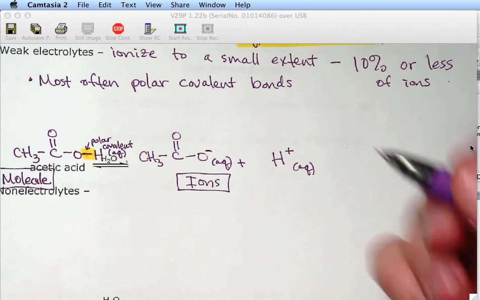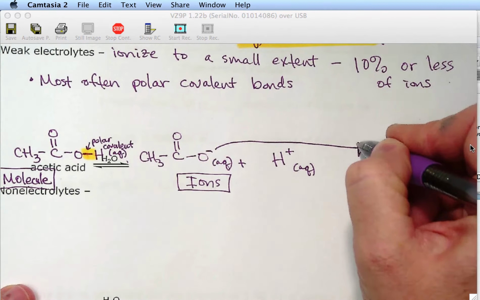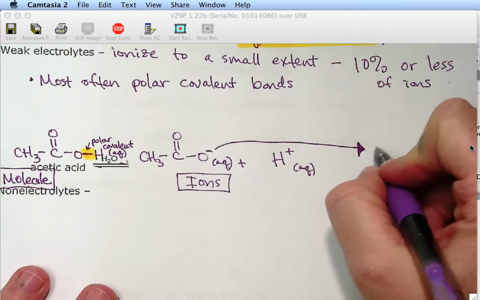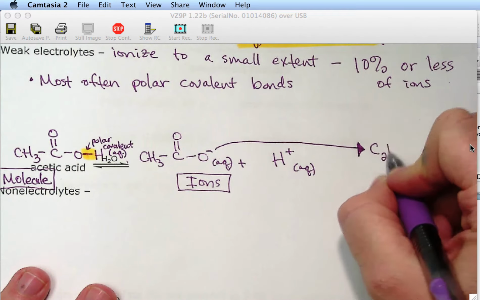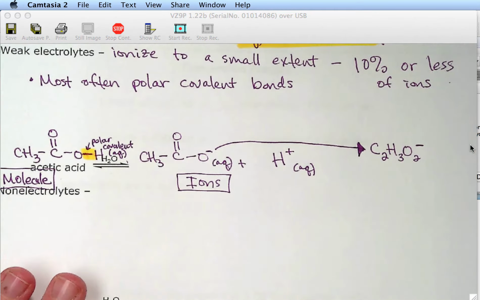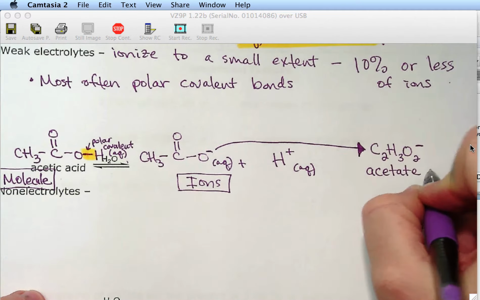Now, you guys know how to name this ion. I'll write it a different way and I'll see if you recognize it. Acetate ion. So it's kind of all coming together now, which is nice. You've got a little bit of organic chemistry, you've got your inorganic chemistry from units 1 and 2, and now you're kind of seeing how it goes together. So this is acetate ion.